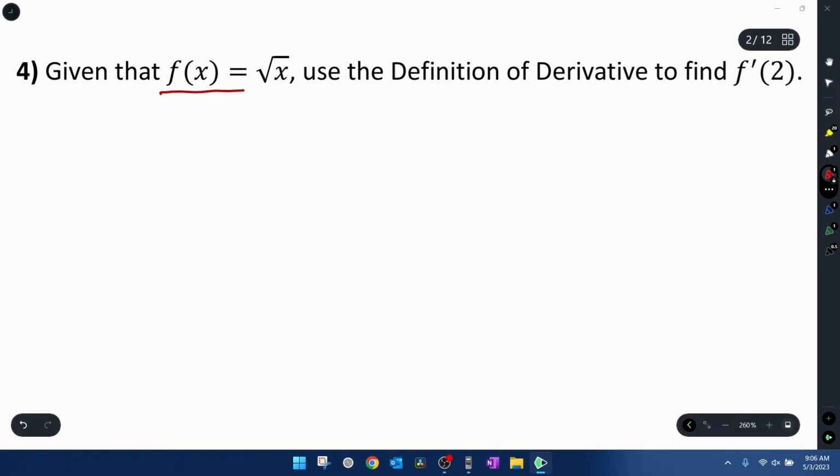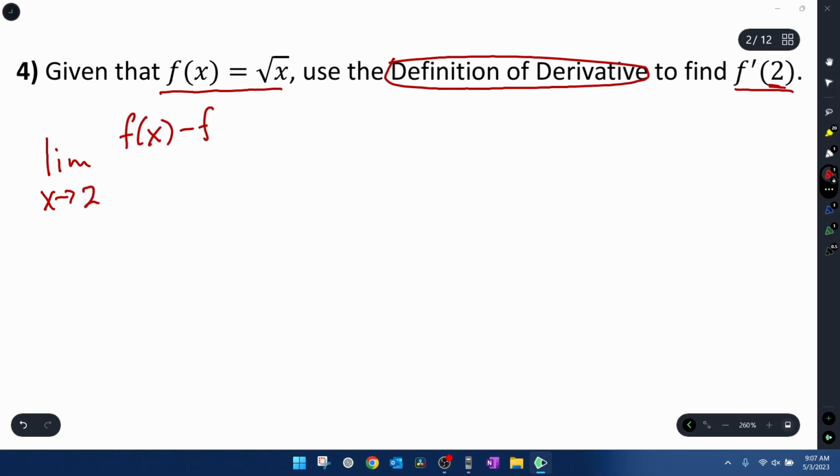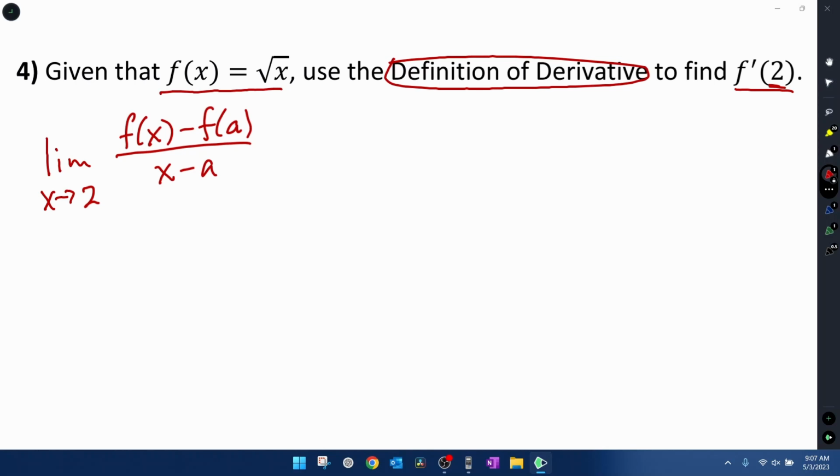Next, given that f of x is the square root of x, we need to use the definition of derivative to find f prime of 2. So this time we're going to use the definition of derivative that says the limit as x approaches our value, which in this case is 2. If you remember, the formula for that said the limit as x approaches a, and a was the number we're concerned with. So we're going to say the limit as x approaches 2 of f of x minus f of a all over x minus a.